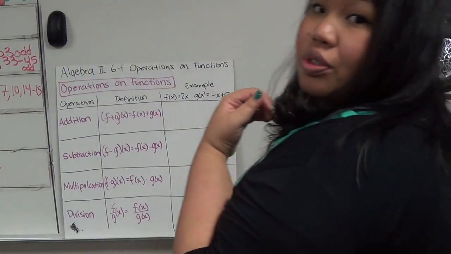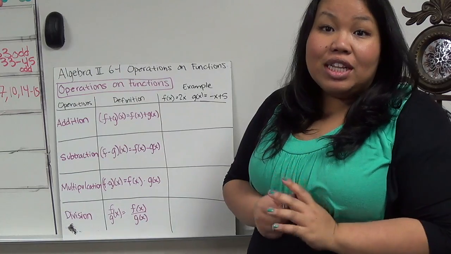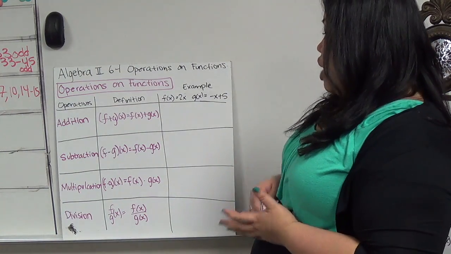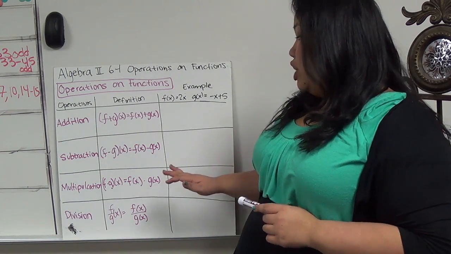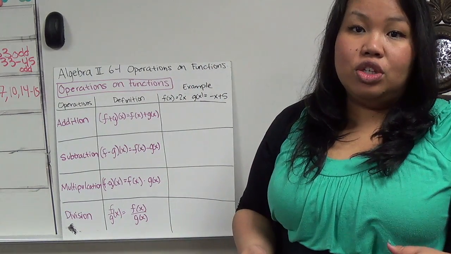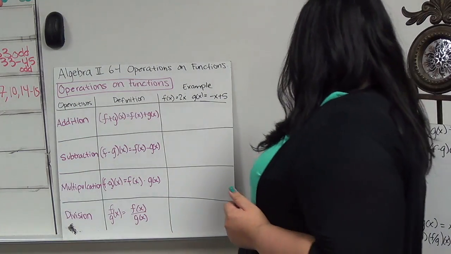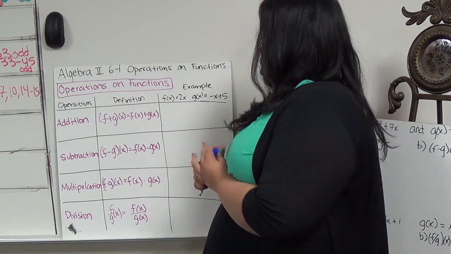In Algebra 2, section 6.1, we're dealing with operations on functions. So basically now we're taking functions and we're combining them: addition, subtraction, multiplication, and division. Now addition and subtraction, just like anything when we're dealing with variables, you can only combine like terms. Multiplication and division, it's a little bit different. So let's use these as examples.